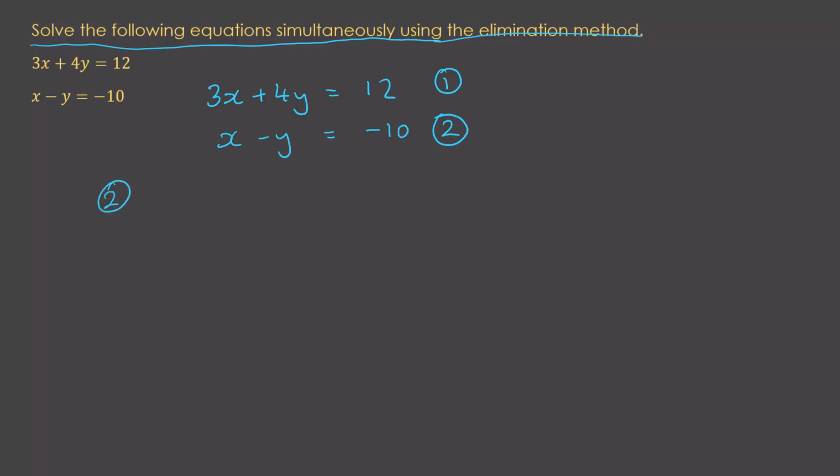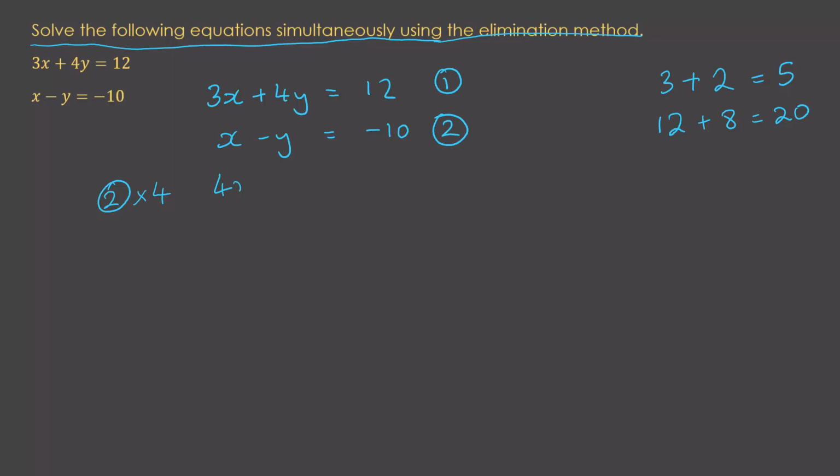So I'm going to take equation 2 and I'm going to multiply it by 4. And that means I have to multiply everything by 4. Just think about having something like 3 plus 2 equals 5. It's still true if I multiply everything by 4. But I have to make sure it's everything that gets multiplied by 4.